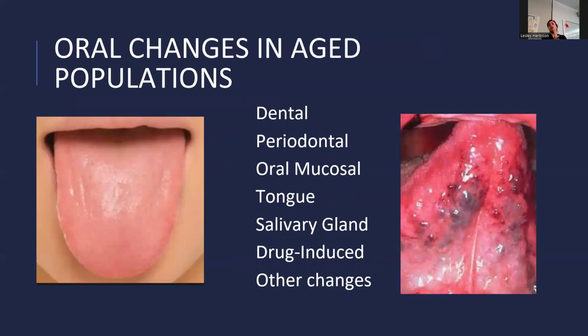Okay, so oral changes. There are some slides that go over this, so this is just summarizing it, but we want to think of how aging affects the oral mucosa, periodontal tissue and periodontal status, the tongue, and salivary glands. How do drugs affect these areas? So drug-induced mucosal changes or salivary changes, and then other changes in their mouth.